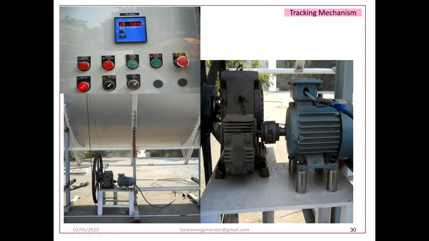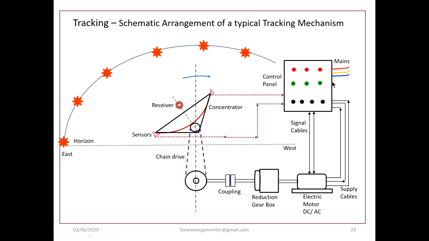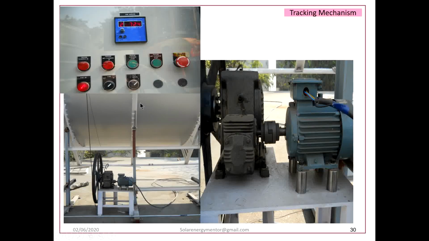Then the signals are given through this control panel. This is a snapshot of the control panel. The control panel has many provisions: automatic tracking, manual tracking, pump on, pump off, and emergency off. So a control panel is needed, as we discussed here. This provides the pulses to this electric motor.